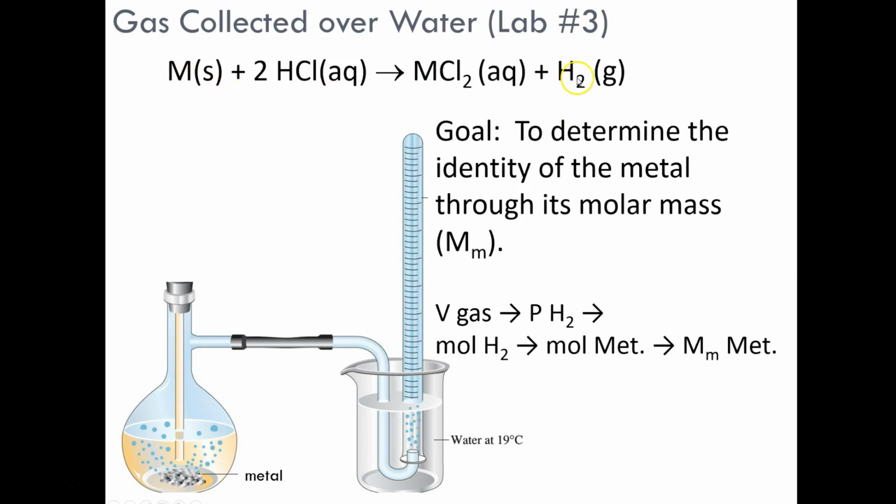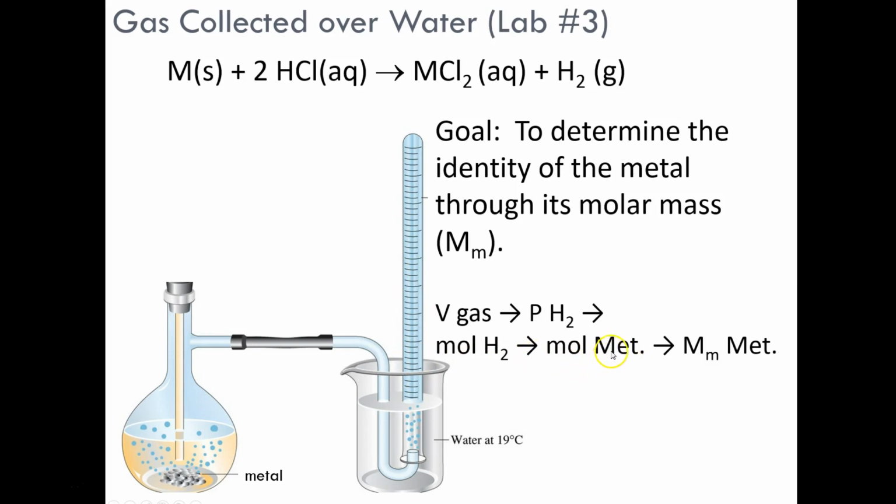So if we know how many moles of H2 we're generating, we should be able to figure out how many moles of metal we're generating. That's the logic here. If we know the volume of the gas produced, we will be able to find out the pressure of the gas produced, which is hydrogen. If we know that, then we should be able to calculate the moles of the hydrogen gas that are in this test tube at the end of the reaction, and through stoichiometry, figure out how many moles of metal there are.